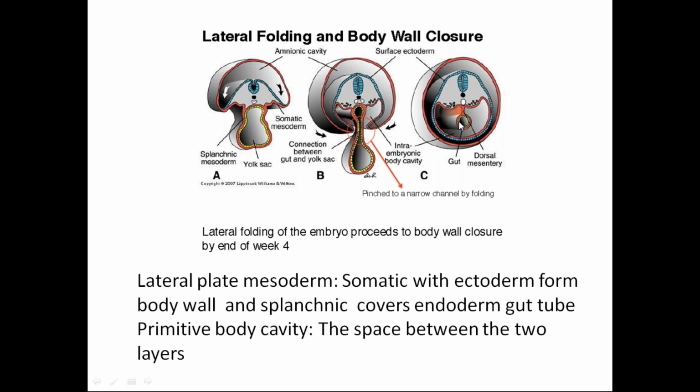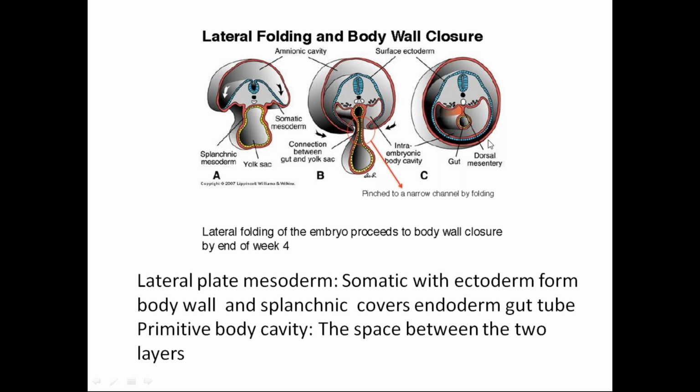The splanchnopleuric mesoderm, while the ones which are going onto the wall are forming the somatopleuric mesoderm, and the space between these two is forming the primitive body cavity. That means now what is happening? The body is formed instead of a flat disc. It became a C, and the C is now closing on the ventral side.